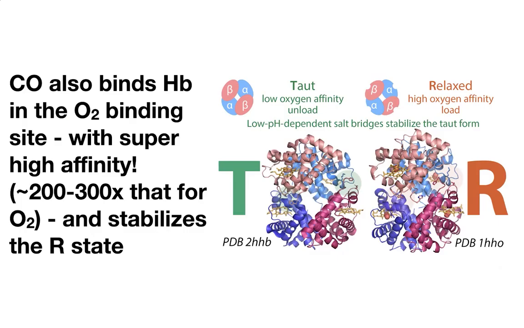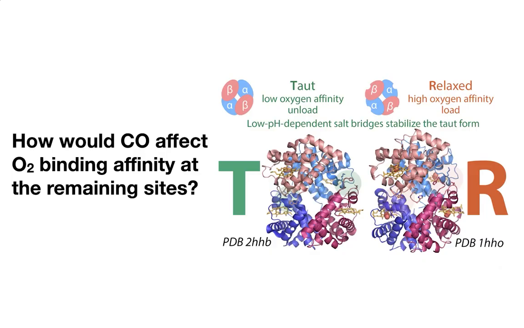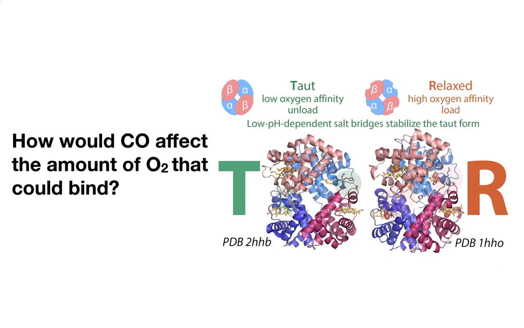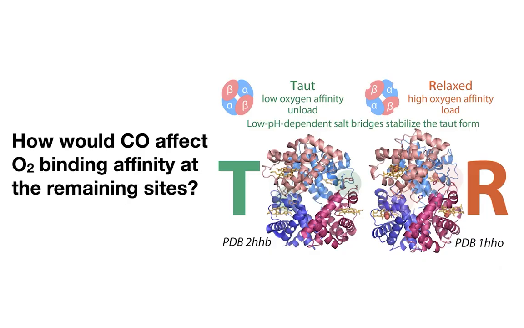And so you're going to pick up a lot of oxygen, but then you're going to have a really hard time letting go of that oxygen, because that carbon monoxide is going to bind so tightly that it's going to be really hard to release it. And so you're going to be stuck in that relaxed form. Think about how would carbon monoxide affect the binding at that site, and how much oxygen could bind to that site, and how it affects the binding at the other sites.